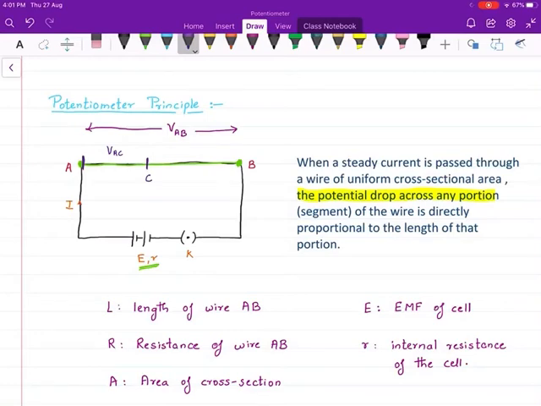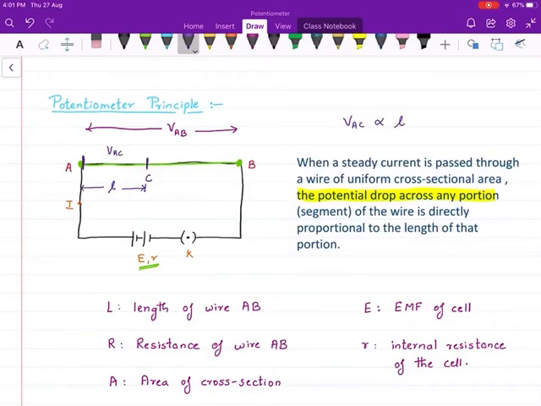So VAC is proportional to the length of this portion. Let me call it small l. Okay, so we have VAC is proportional to l. That means if we increase the l, the potential difference is going to increase, or the potential drop is going to increase. This is what it means.